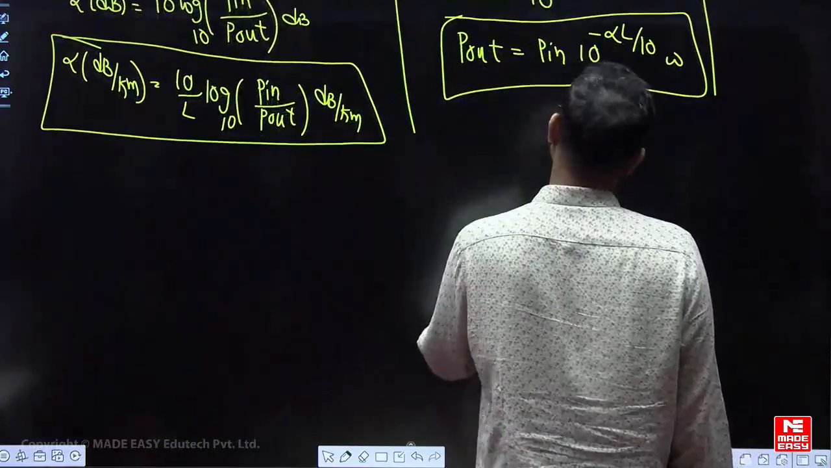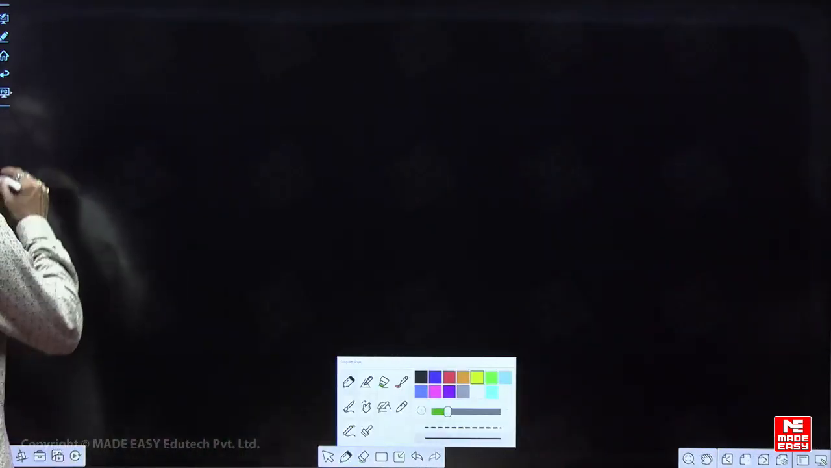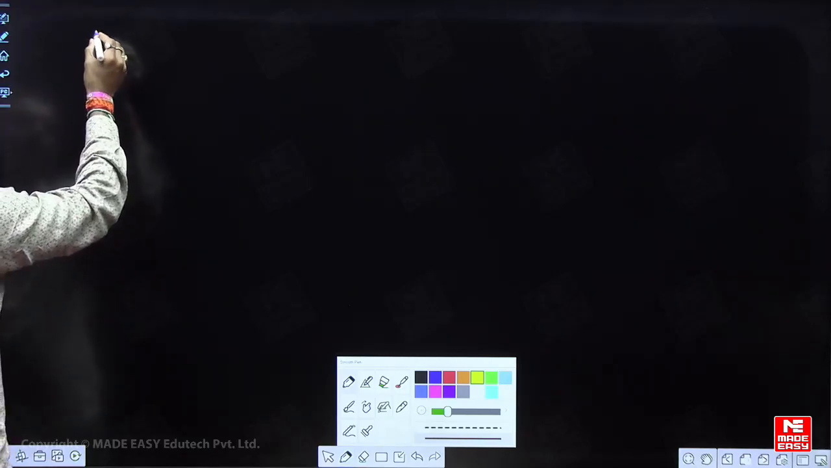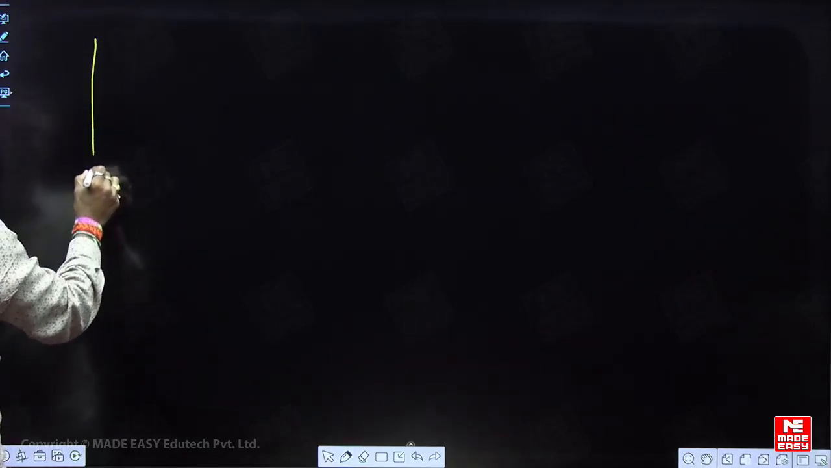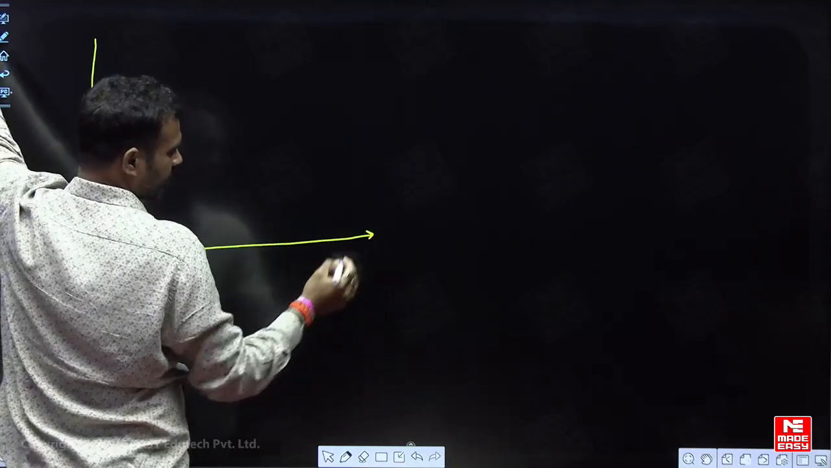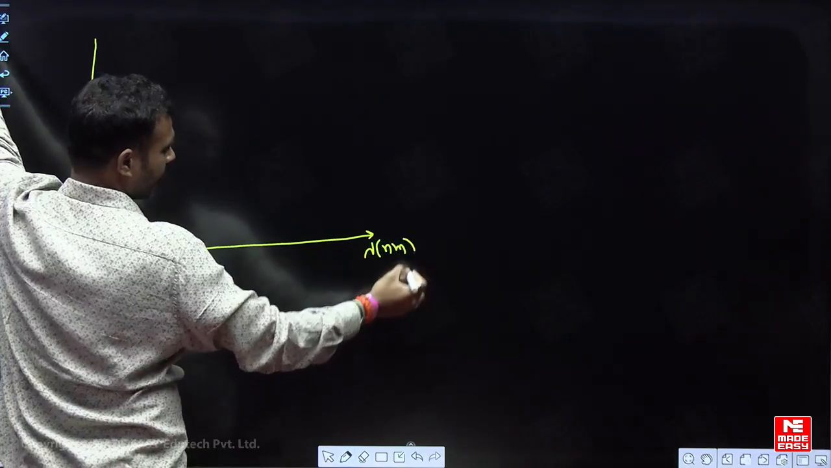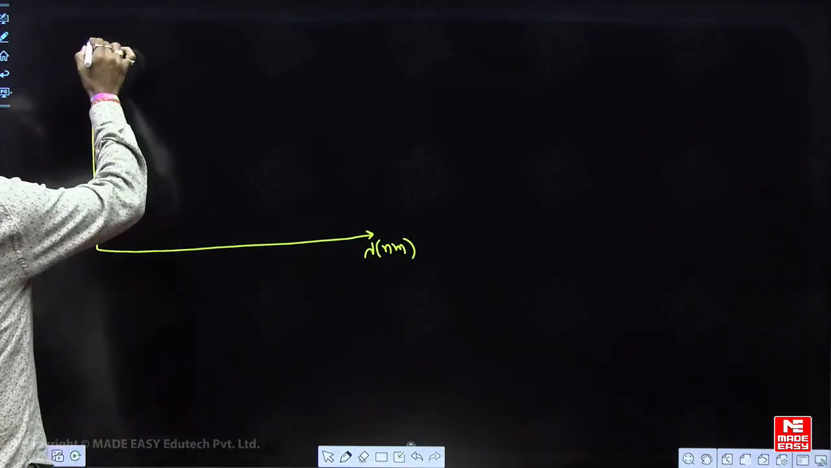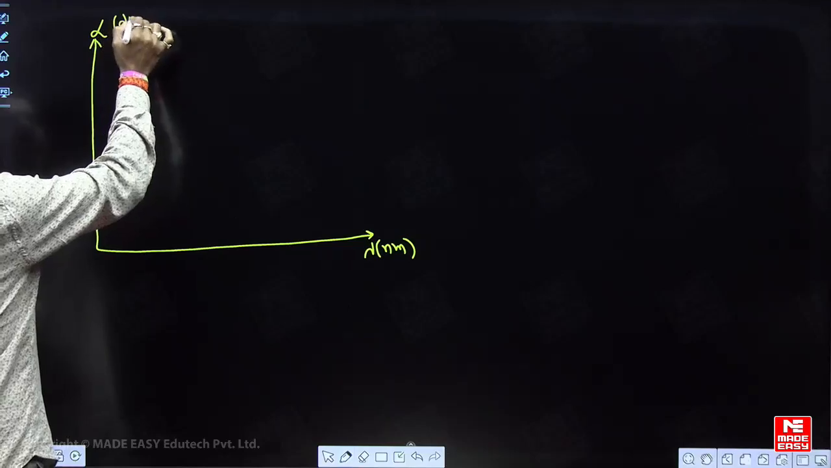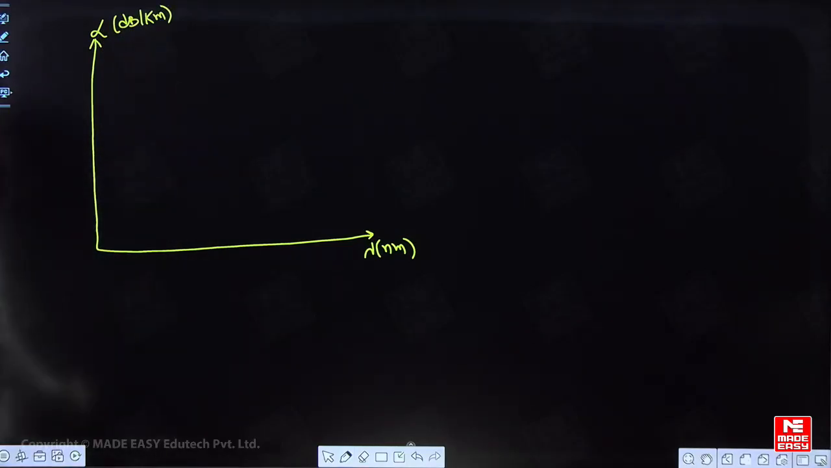See here, next topic. I am drawing the sketch. This is your lambda in terms of nanometers. This is alpha in dB per kilometer. Just observe it.